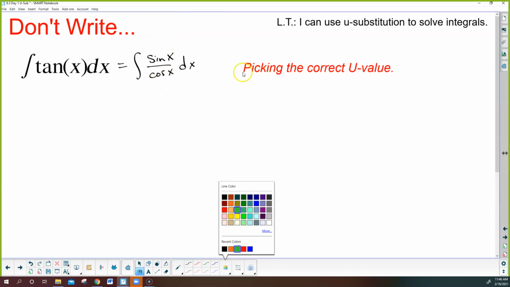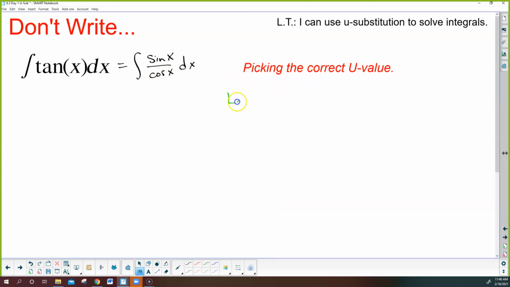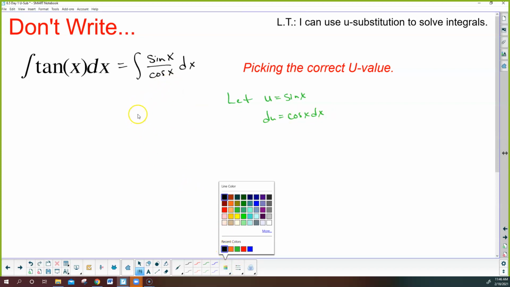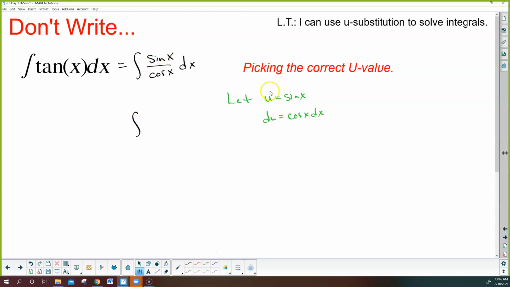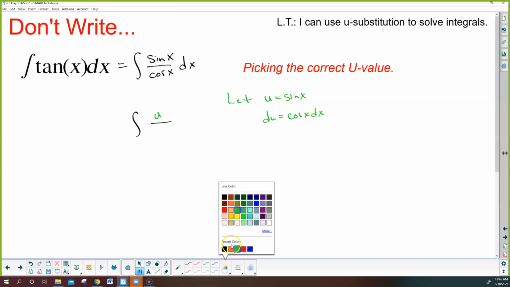So watch what happens when I pick the wrong u. That's why I don't want you to write this one down. What if I let u equal sine of x? If I do that, it's going to look like I'm on the right track because the derivative of sine is cosine. But I have a problem when I try to go in and replace this. Sine is equal to u, so I go up here and put a u here, and I have my dx. And I have a cosine. So it looks like I'm in the right spot, but there's a problem.